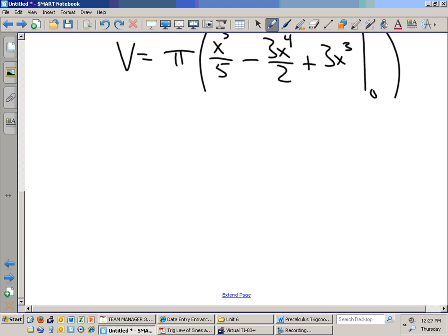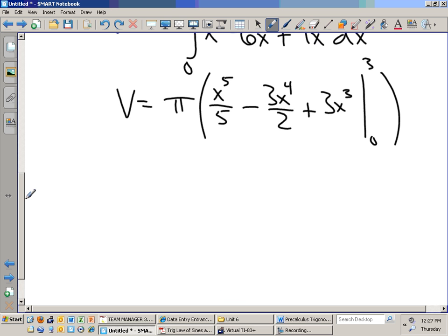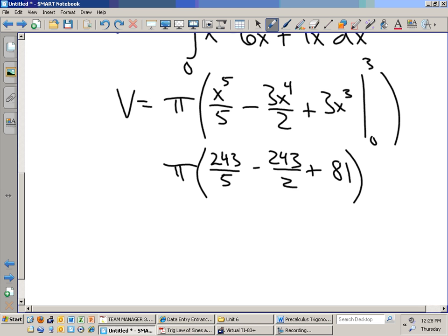You plug in your 3. We get 243 over 5 minus 243 over 2 plus 81. And when you do that on your calculator, you should come up with 81 pi over 10.